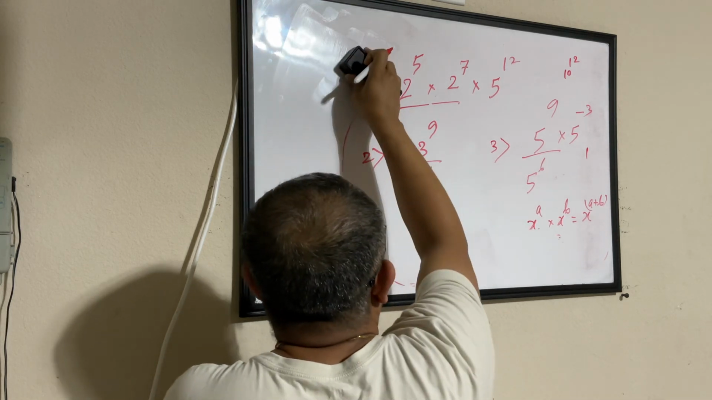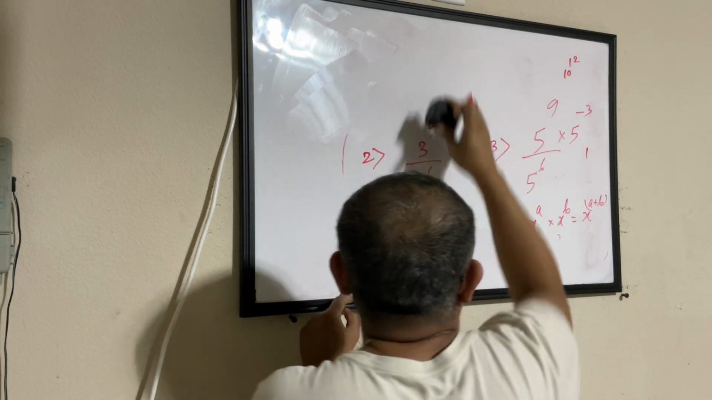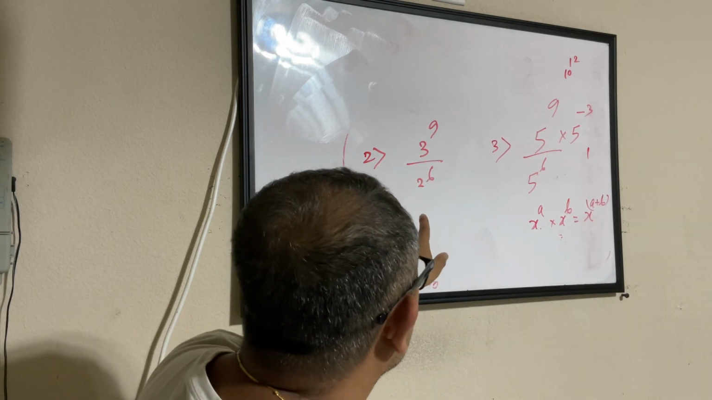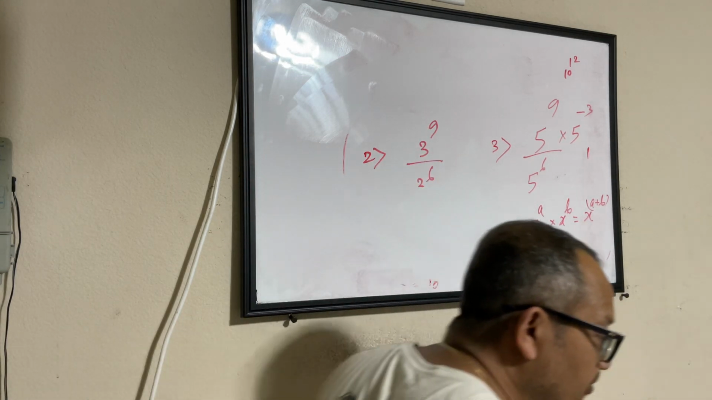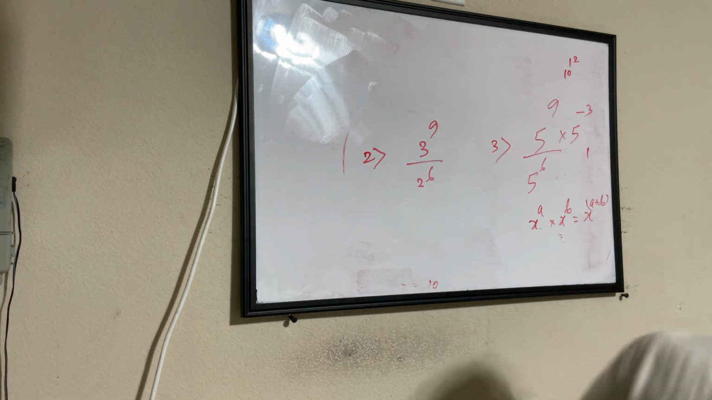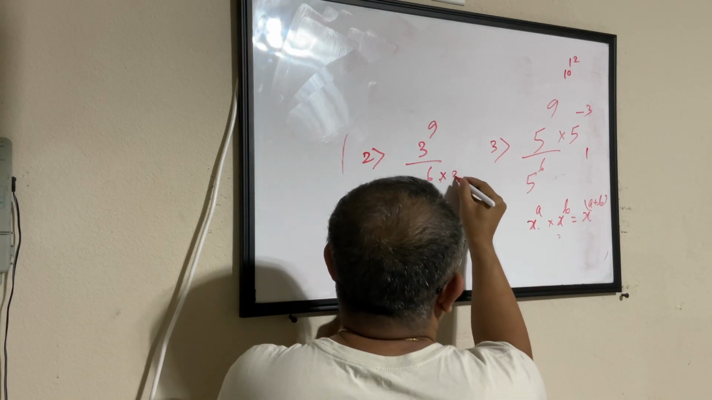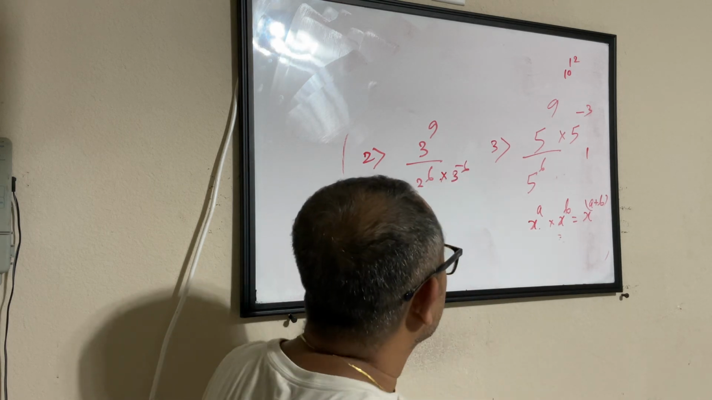Here I have this problem to solve. This is 3 to the power 9 divided by, oops, what did I do? I deleted something. Did you write the question again? 3 to the power 6 divided by 2 to the power 6. And then it was 3 to the power minus 6, I guess.